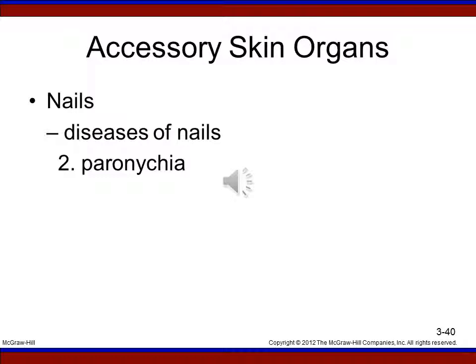Take a look at figure 3.25 to see another disease of our nails, and that's paronychia. Paronychia is a bacterial infection of the base of the nail. The most common bacteria to cause paronychia is Staphylococcus. Nails can also reflect systemic illnesses or conditions such as hypoxia as well as malnutrition, just by taking a look at the nails, if you know what you're looking at.